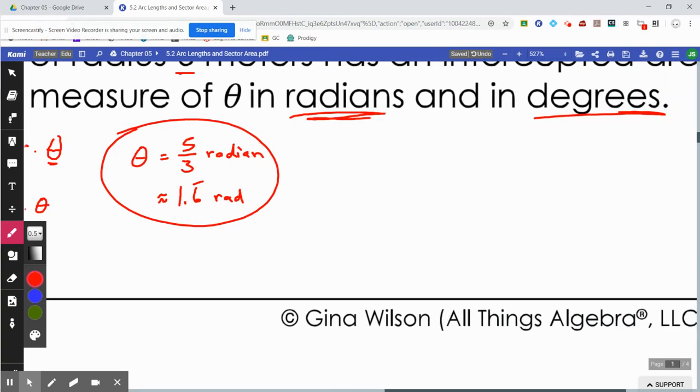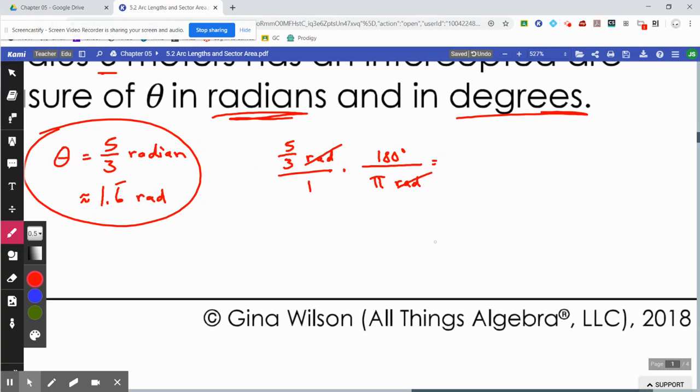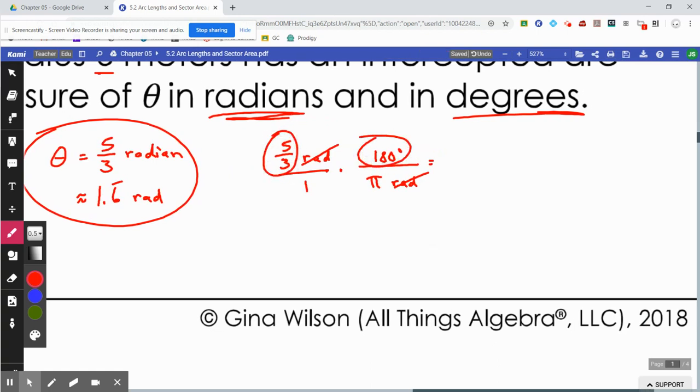But now I want to change that to degree measures. If you have something in radians, so 5 over 3 radians, I'm going to put that over 1 because we're changing it to degrees. So I know that pi radians is equal to 180 degrees. So to change from radians to degrees, you multiply by 180 over pi so that radians cancels. Multiply the 5/3 times 180: 1/3 of 180 is 60, so times 5 would be 300 over pi. And again, now it's in degrees. So when you actually divide that 300 by pi, you're going to get 95.5 degrees.